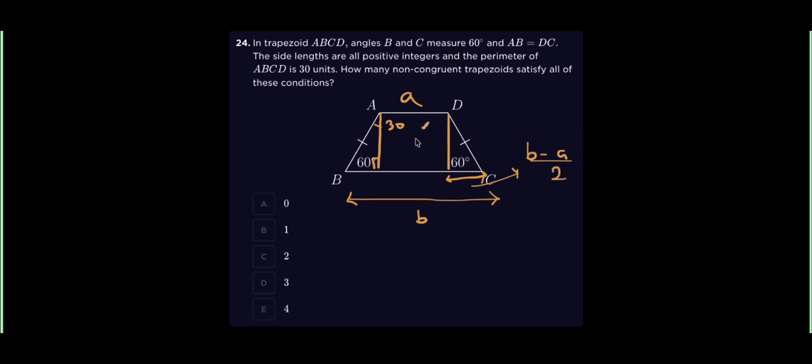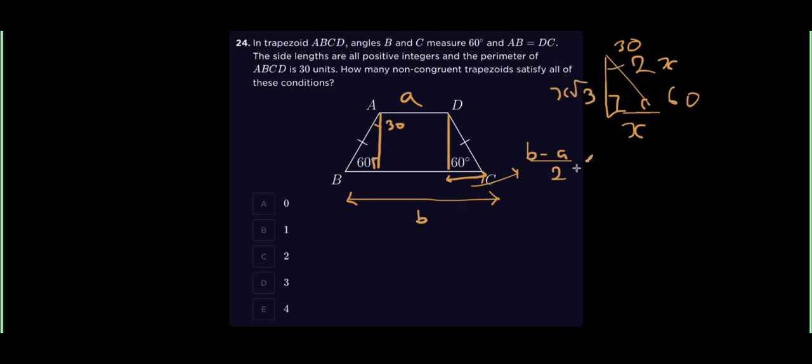A cool thing to know about 30-60-90 triangles: if I just draw one here, that's 90, that's 60, and that's 30, it's half of an equilateral triangle. If I complete it, that's also 30, 60, and 90. Basically, if this side is x, this side is always 2x, and this side is always x root 3, no matter what the triangle is.